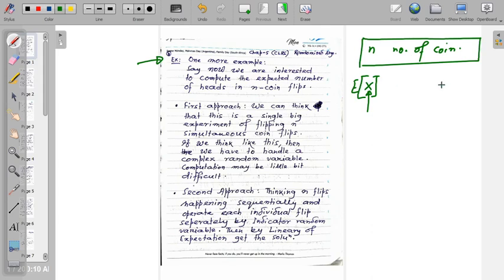And intuitively, this expectation of x might be n by 2. That is, if n, the number of coins we are flipping, is equal to 100, the expectation of x will be 50. That means in expectation we are having 50 coins coming up heads.